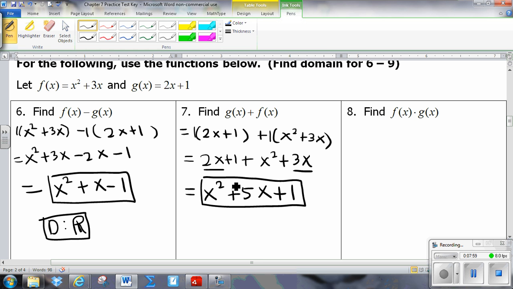Once again, domain is all real numbers, basically because nothing will mess it up if we plug it in for your x values. No even roots and no dividing, so domain is all real numbers.